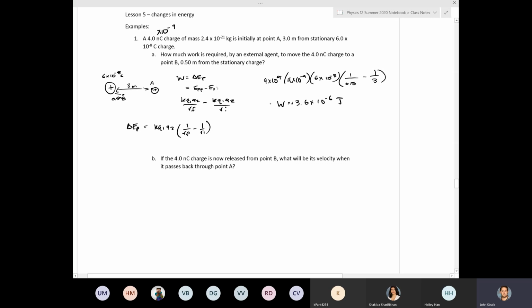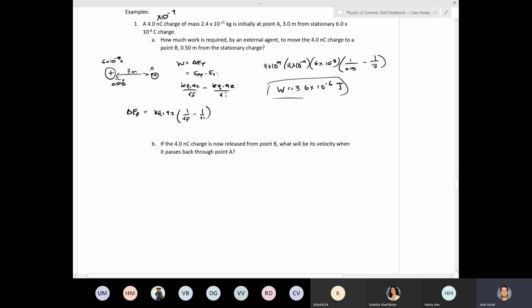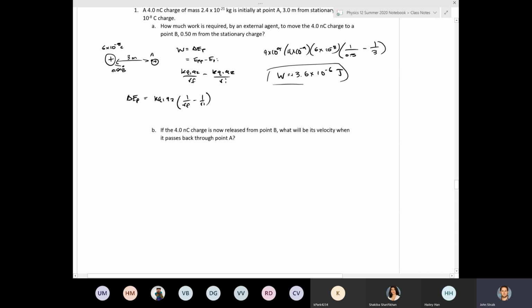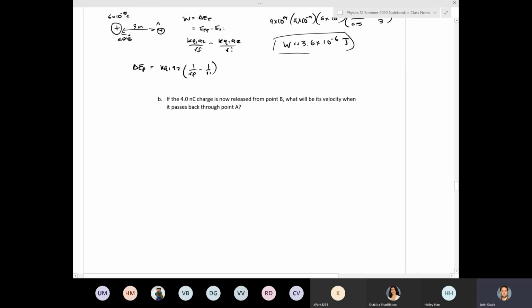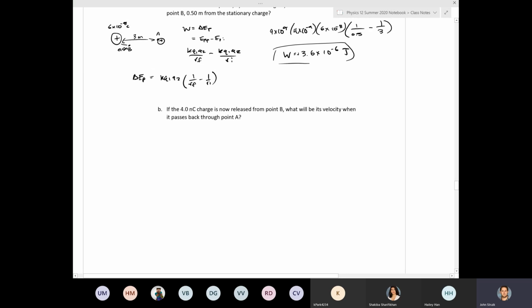And this is positive because we're moving it closer. The next part: if we release the 4.0 nanocoulomb charge from point B, what will its velocity be as it passes through point A? Originally it was at point A. We input energy into it, moving it closer, so we're physically doing that. But now all you have to do is release it, and it's going to be repelled by the 6 times 10 to the negative 8 charge.